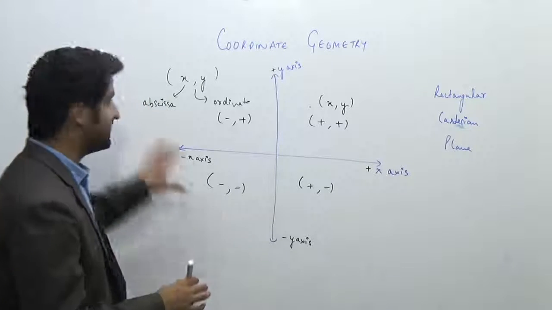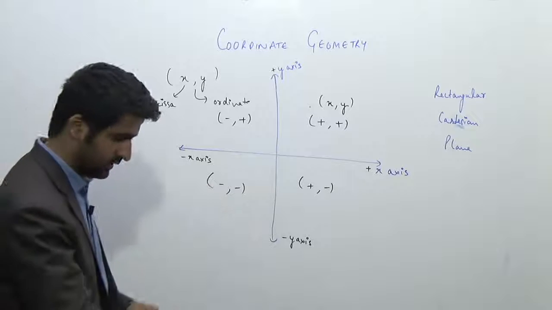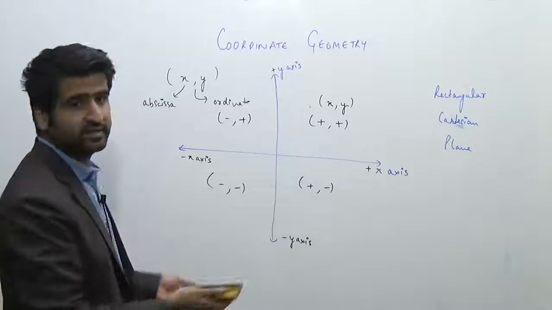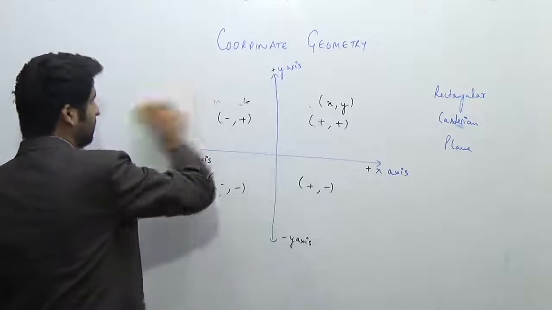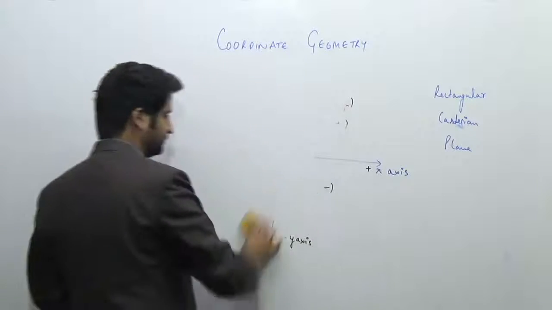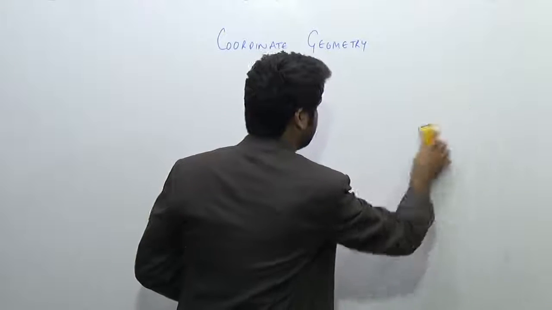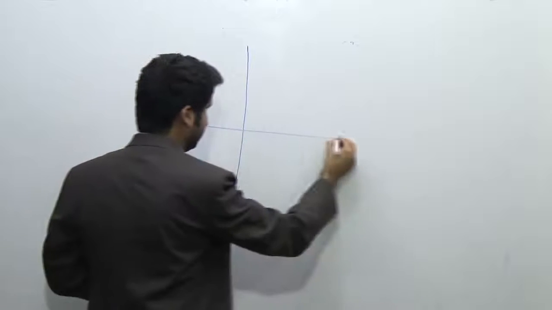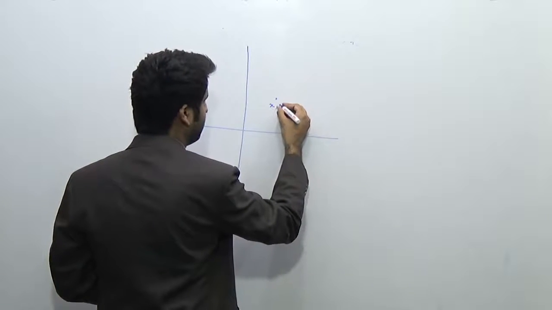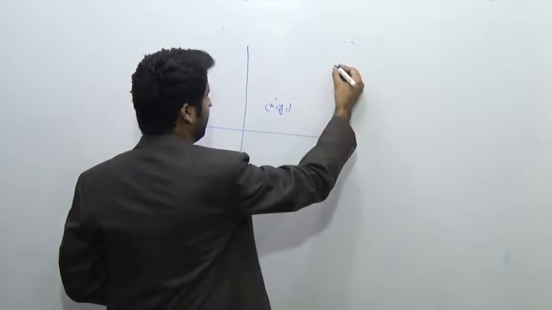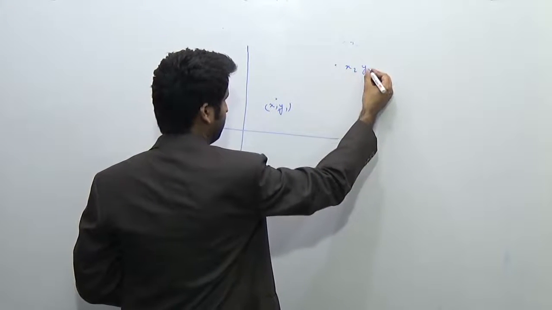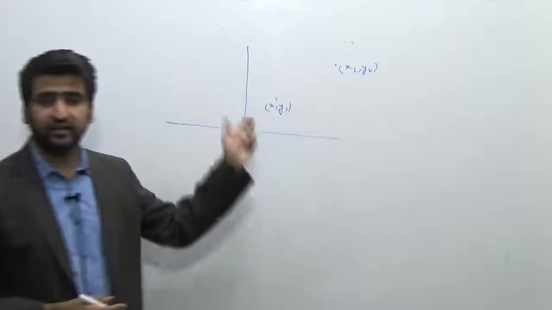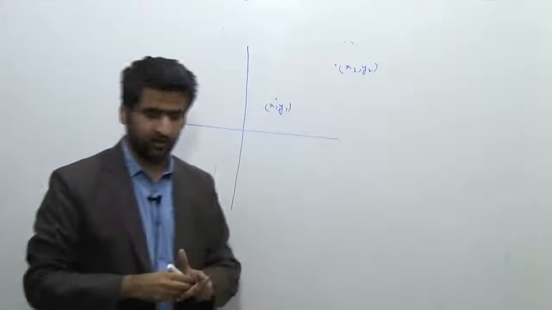So this is the basic we have been learning for the past 3 classes. Let's jump to the next level. What are the other basic things? First, we're going to see that if we have 2 points on this plane, let's say this point is x1 comma y1 and this point is x2 comma y2, and I want to find the distance between these 2 points, how am I going to find that? So let's see.